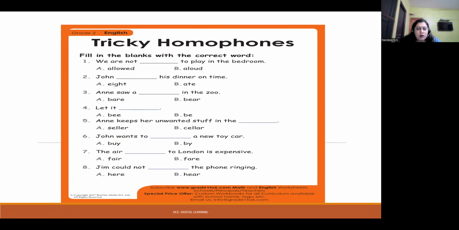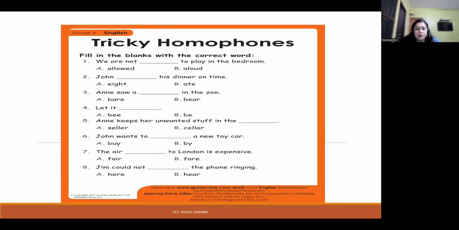Anne saw a bear in the zoo. The clue is zoo, so obviously the answer is bear, an animal, B-E-A-R. Not the other one, B-E-E, bee, which refers to an insect. Annie keeps her unwanted stuff in the cellar, C-E-L-L-A-R. Cellar refers to the part of the building or the house which is not frequently gone to, usually the basement.